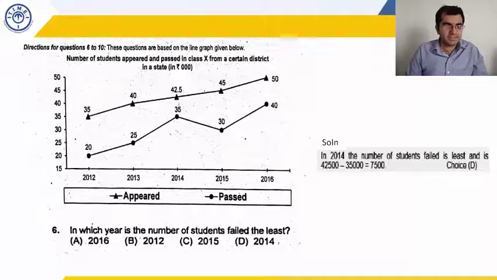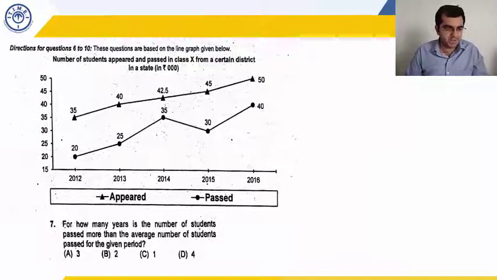Next, question 7. For how many years is the number of students passed more than the average number of students passed for the given period? So you have to read this one carefully. Take 30 seconds.